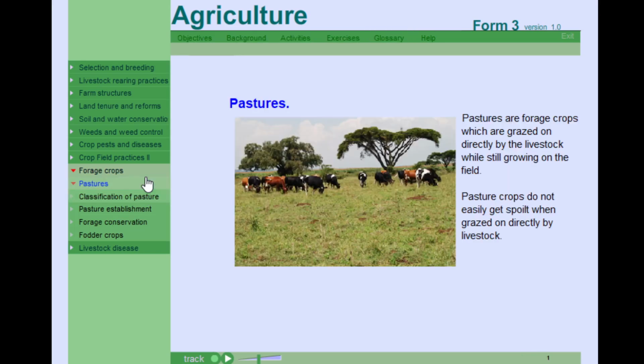Pastures. Pastures are forage crops which are grazed on directly by the livestock while still growing on the field. Pasture crops do not easily get spoiled when grazed on directly by livestock.